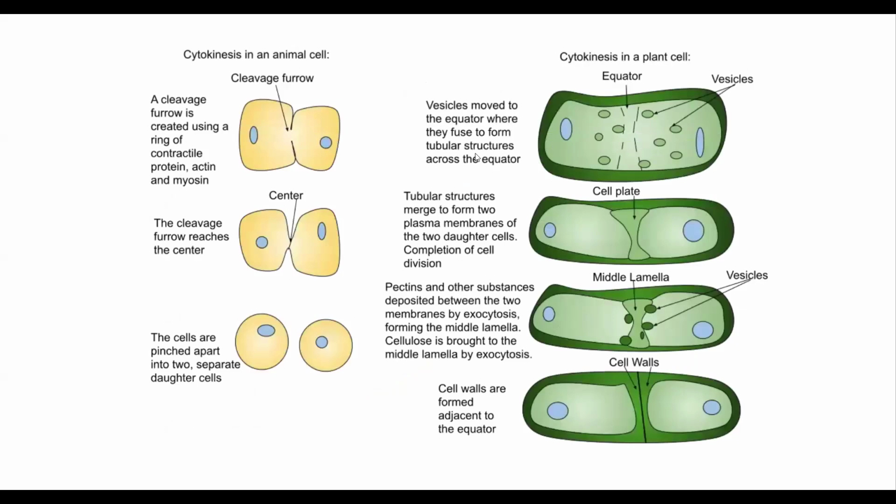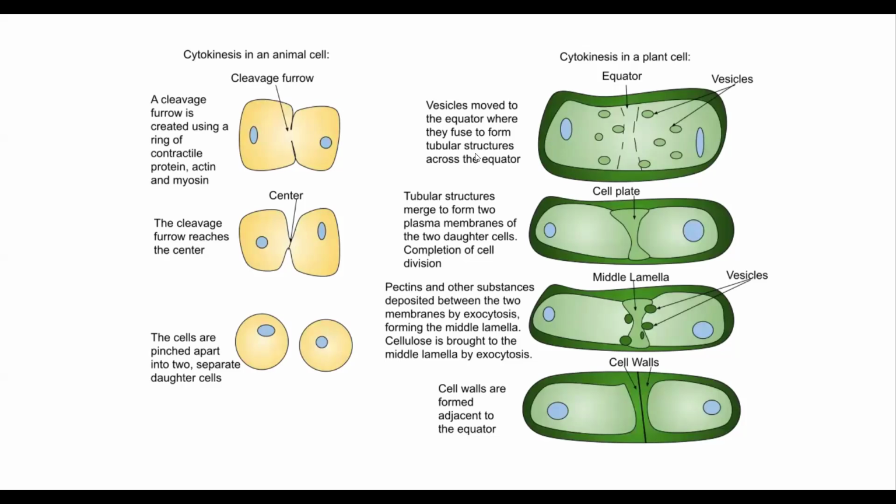Cytokinesis differs in animal and plant cells. In animal cells, this process involves the formation of the cleavage furrow, a belt of actin filaments that pinches the cell membrane, ultimately dividing the cell into two separate daughter cells.